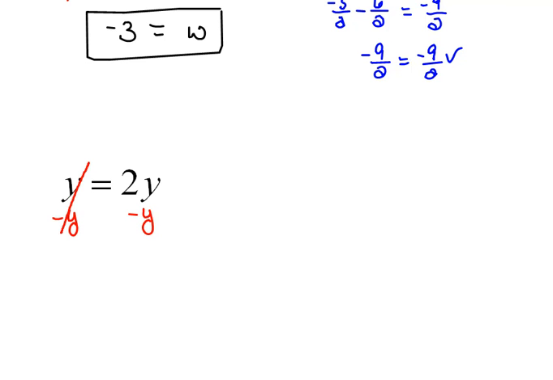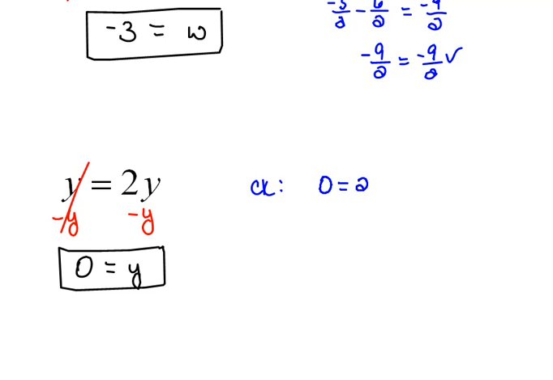Now, over here on the left-hand side of the equals sign, we have y minus y, which is 0. And on the right-hand side, we have 2y minus 1y, which is 1y. So our solution reveals itself to us as y equals 0. Let's check it just to make sure that we're correct. If I plug a 0 in place of y, that would be 0 equals 2 times 0, and 2 times 0 is 0. So that is a true statement. It does work.